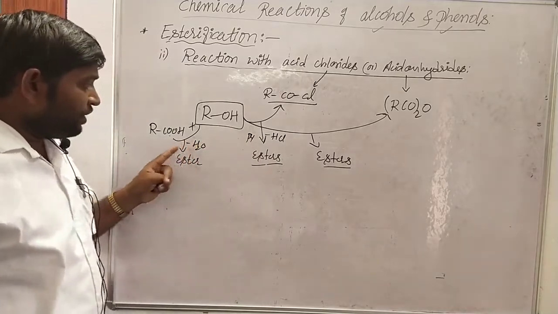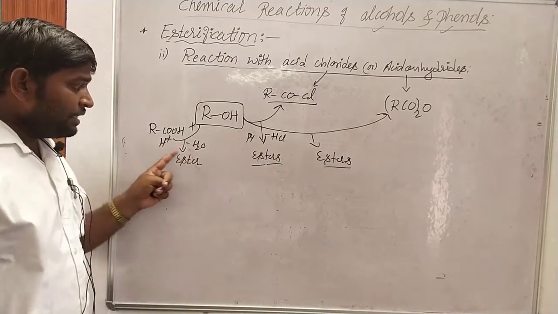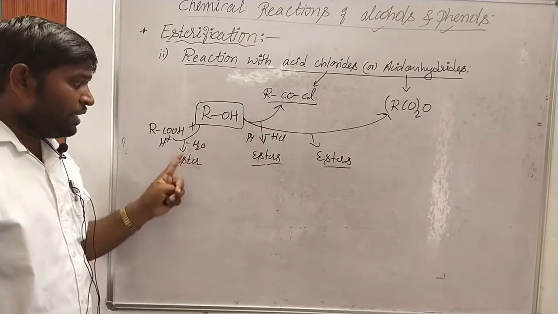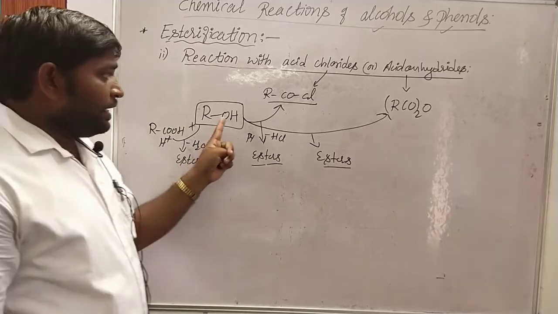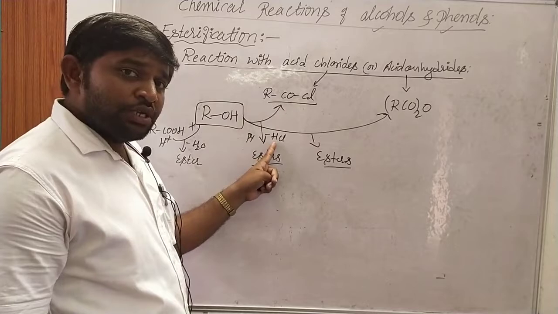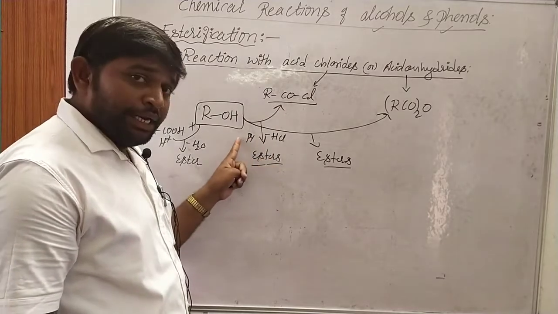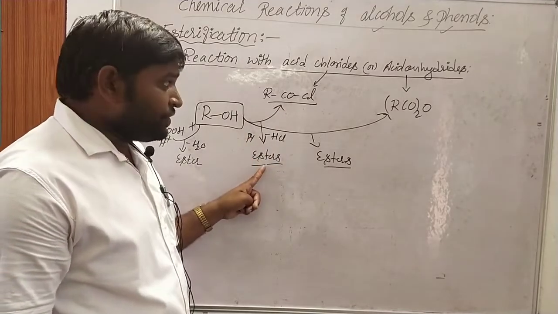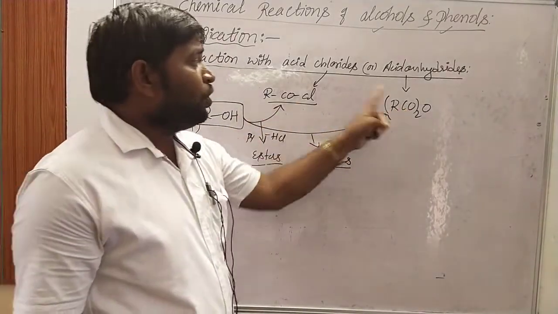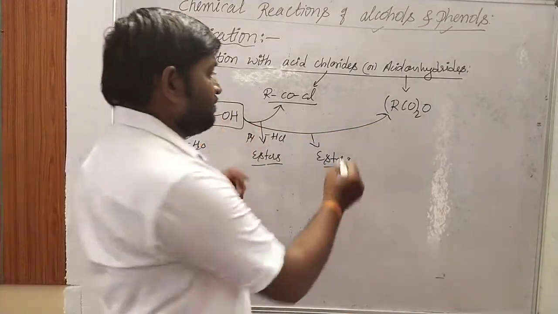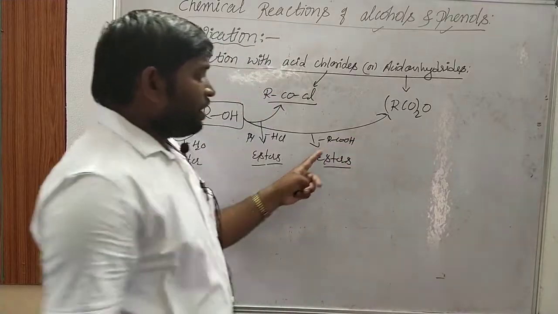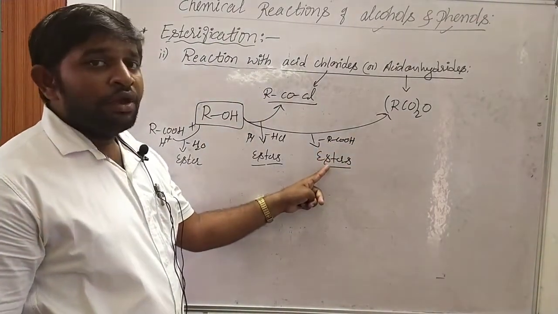Here, in the presence of sulfuric acid, the elimination of an H2O molecule takes place between the two molecules and leads to the formation of esters. Alcohols reacting with acid chlorides, with absorption of HCl by pyridine, also lead to the formation of esters. And when alcohols react with acid anhydride, the loss of carboxylic acids can be seen, and that leads to the formation of esters.